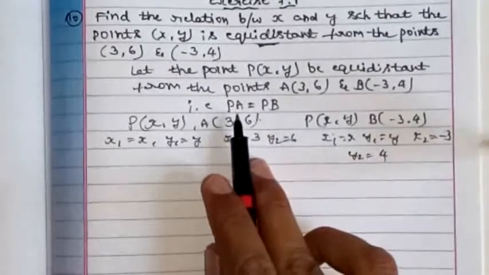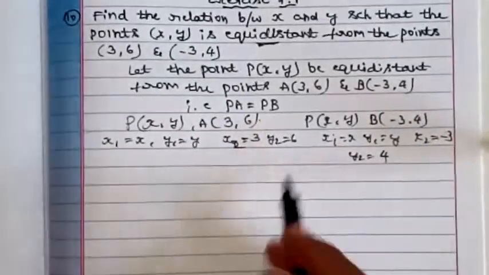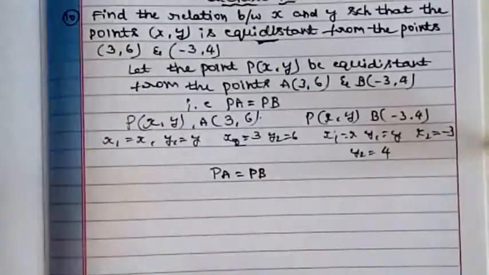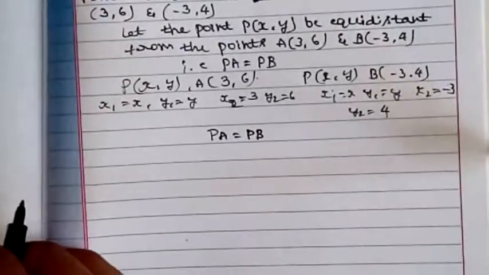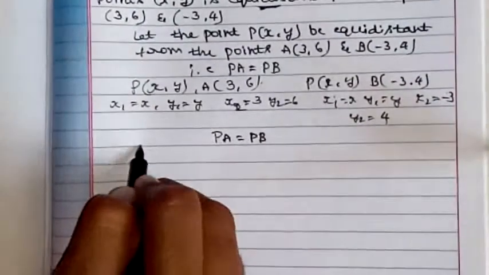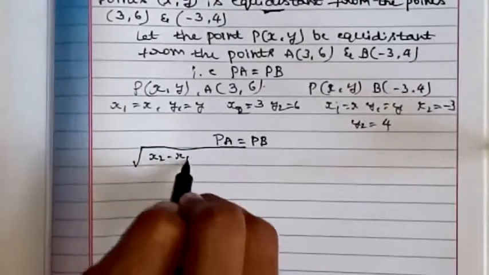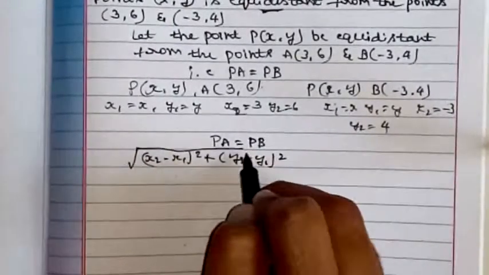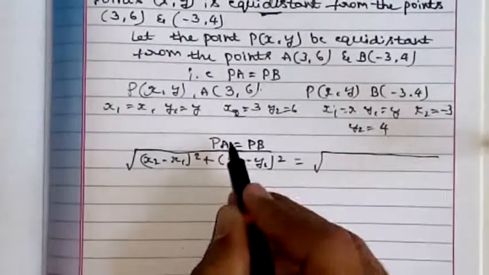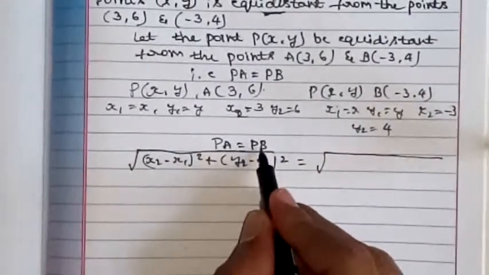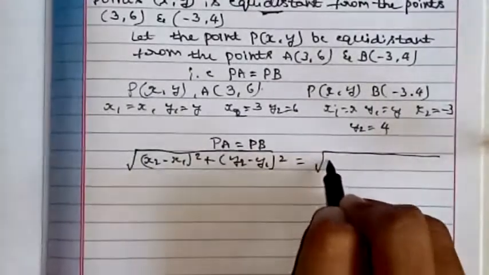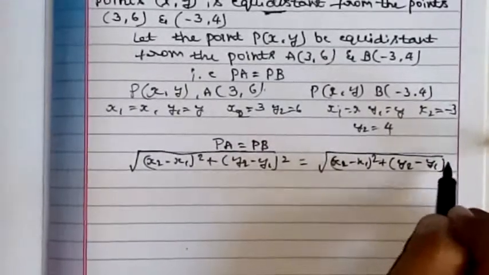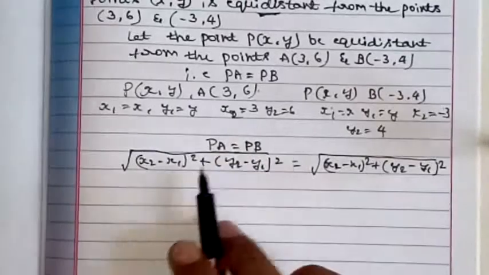Now apply the distance formula for the left hand side and the right hand side. I'll write the condition again: PA equals PB, right? Now you know the distance formula, right, children? So square root of (x2 minus x1) whole square plus (y2 minus y1) whole square equals square root of, so I have applied the distance formula for PA. Now I'm applying the distance formula for PB: square root of (x2 minus x1) whole square plus (y2 minus y1) whole square. Now you know the values, right? Just apply the values here.